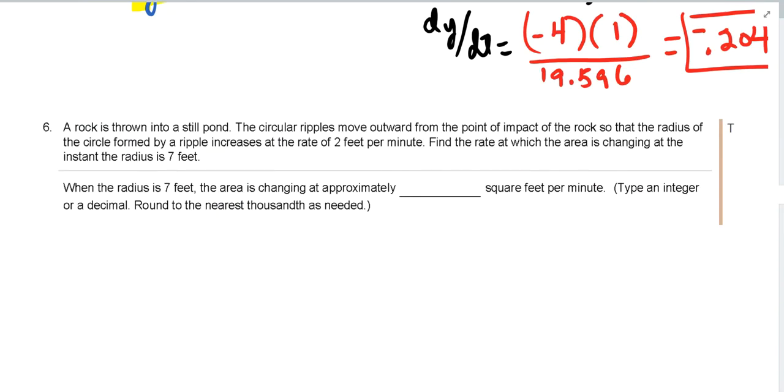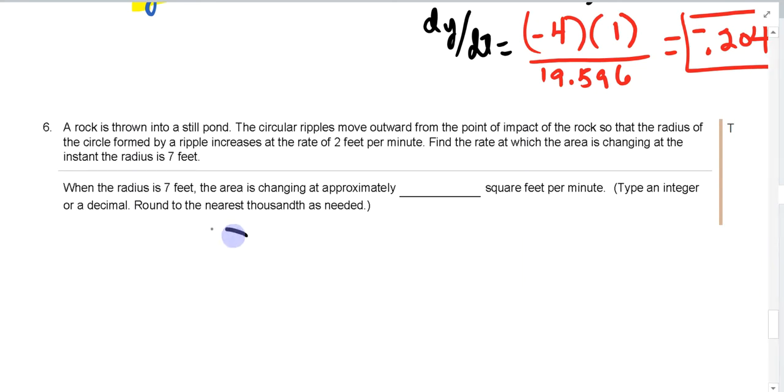All right, number 6, a rock is thrown into a still pond. The circular ripples move outward from the point of impact of the rock so that the radius of the circle formed by the ripple increases at a rate of 2 feet per minute. Find the rate at which the area is changing at the very instant that the radius is 7 feet.